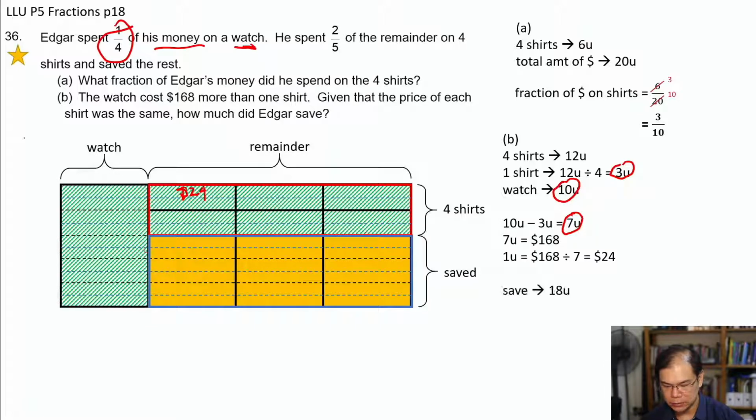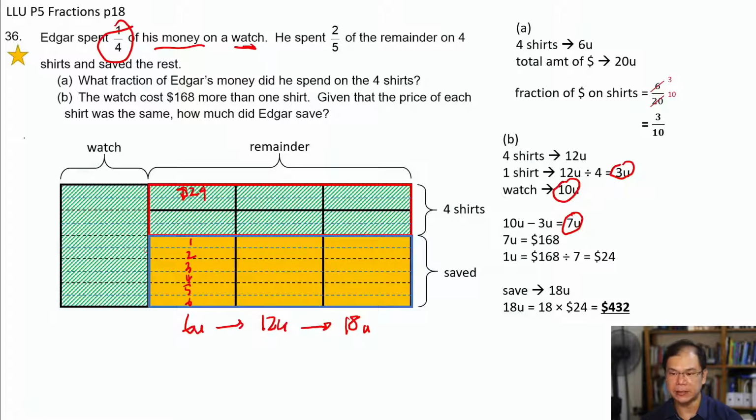So he saved a total of 18 units. Where do I get 18 from? 1, 2, 3, 4, 5, 6. So 6, 12, 18. Okay, 6 times 3. So 18 units. So he saved a total of $432.